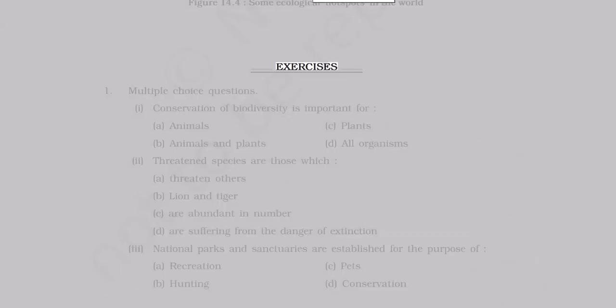Exercises. 1. Multiple choice questions. Conservation of biodiversity is important for: A. Animals, B. Animals and plants, C. Plants, D. All of these.